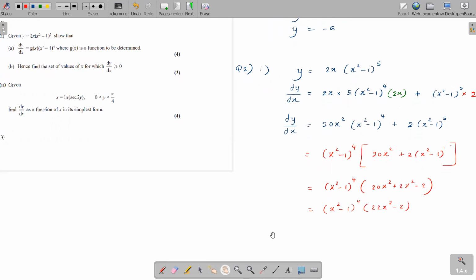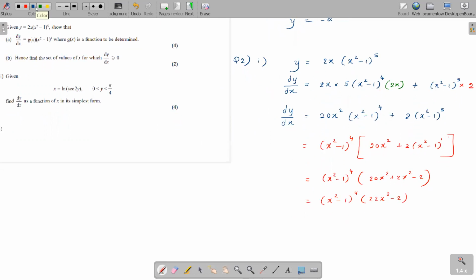Part B. So this is the dy by dx. Hence, find the set of values of x for which dy by dx is greater than or equals 0. Okay, dy by dx is greater than or equals 0.